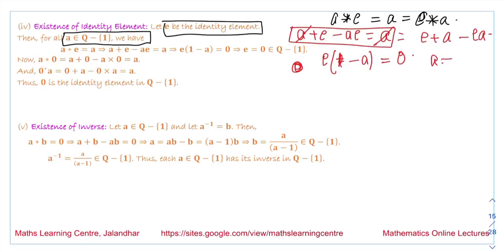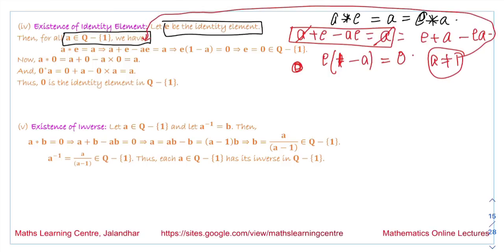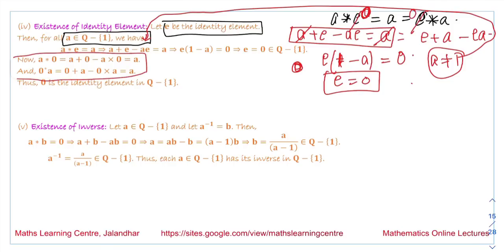We know that a is not equal to 1 because a is an element of Q minus 1. So we obtain e is equal to 0. So it means for e equal to 0, a star 0 is equal to a is equal to 0 star a. This property we are talking about. So we get that 0 is the identity element for this operation.